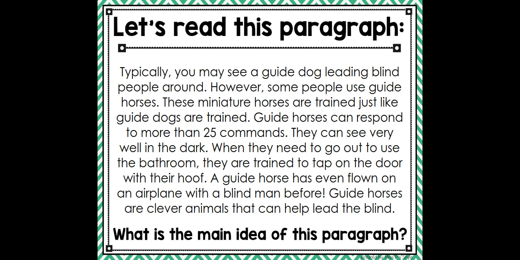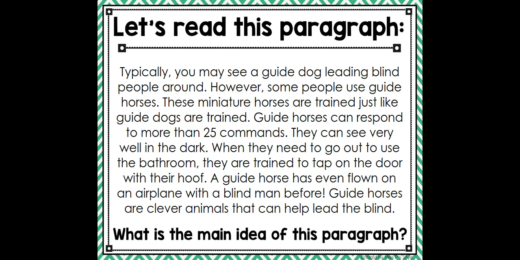Typically, you may see a guide dog leading blind people around. However, some people use guide horses. These miniature horses are trained just like guide dogs are trained. Guide horses can respond to more than 25 commands. They can see very well in the dark. When they need to go out to use the bathroom, they are trained to tap on the door with their hoof. A guide horse has even flown on an airplane with a blind man before.